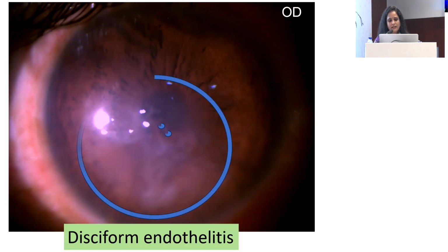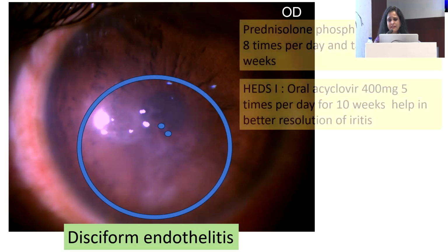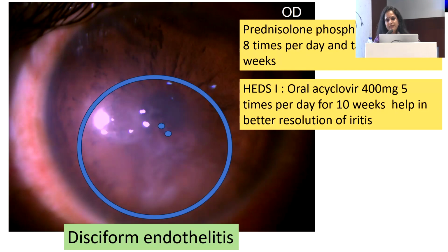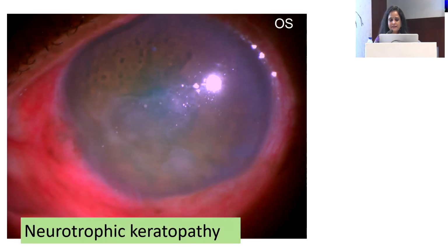We have keratic precipitates and edema confined to a disc-shaped form. In these conditions, patients should be treated with prednisolone phosphate 8 times per day, tapered over 10 weeks. And here there is definitely a role of oral acyclovir, which should be given at least 5 times per day for 10 weeks, which helps in better resolution of iritis.